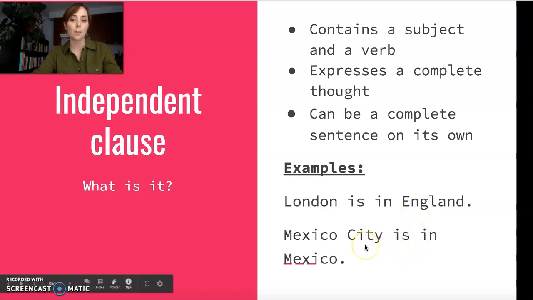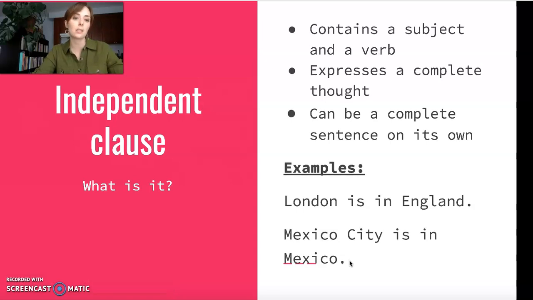Here's another example. Mexico City is in Mexico. So the subject is Mexico City. This is the linking verb is, and then this contains more information about Mexico City, and we know that this is a complete thought, so it is an independent clause. An independent clause can be a sentence all on its own.